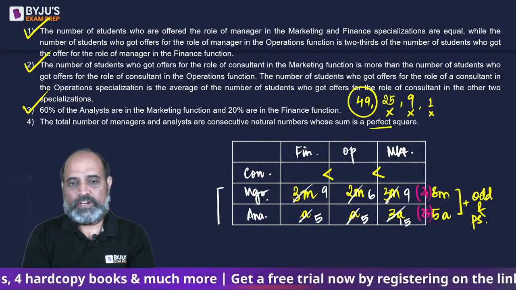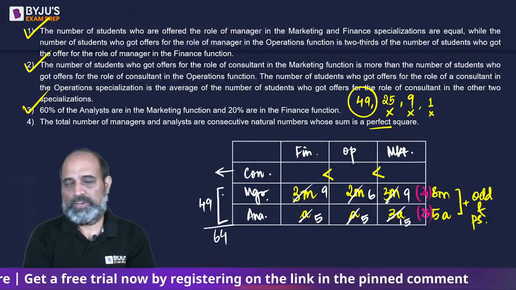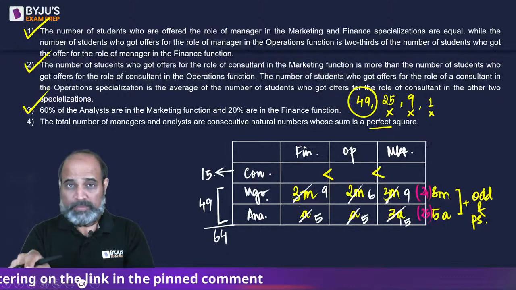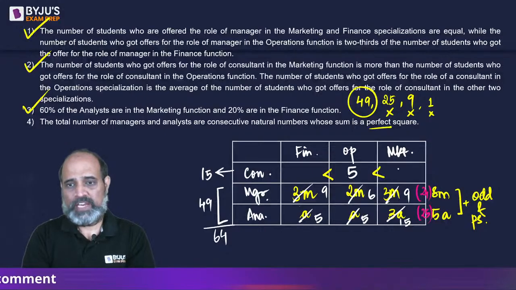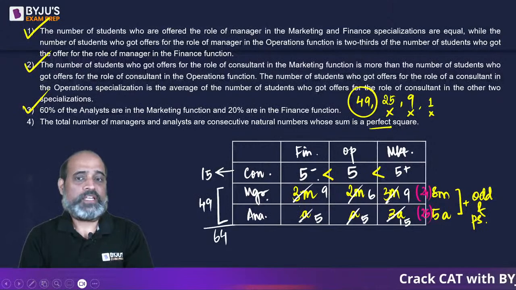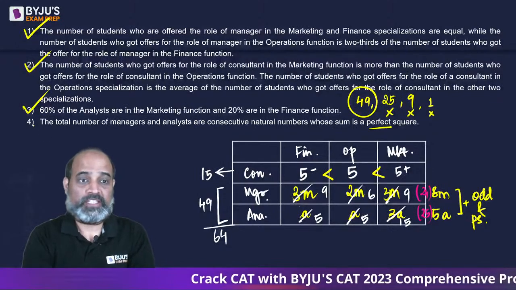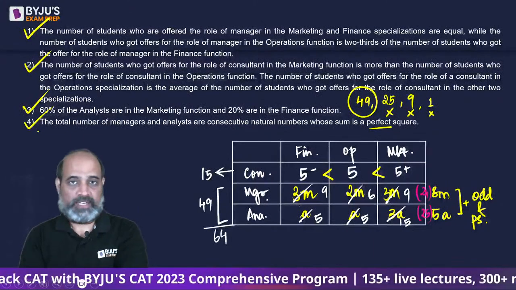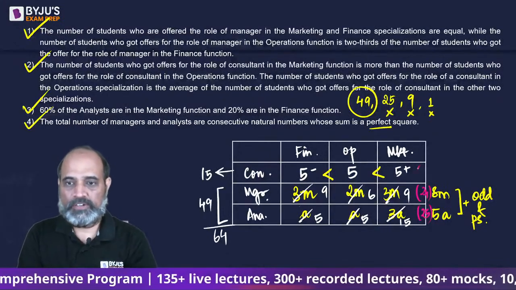Now, if we have a total of 49 here and the overall is 64, that means the total number of consultants we are going to have is 15. Now, operations, remember, is the average. So 15 ka 1/3, 5 will come here. We will have a value more than 5 here and a value less than 5 here. What are those exact values? That we cannot figure out, because in the second condition, second point, it's not mentioned. But these are the values for managers and analysts we will have. Okay? So, yeah, 24, 25, and let's write down 15 here.